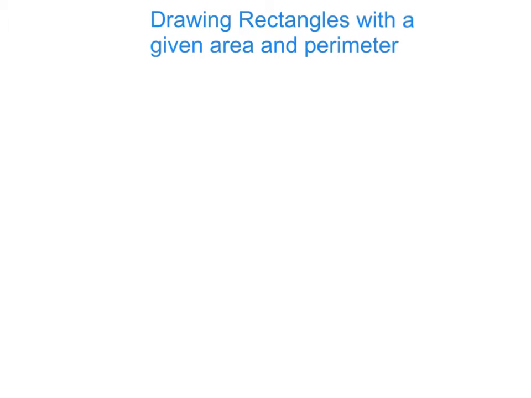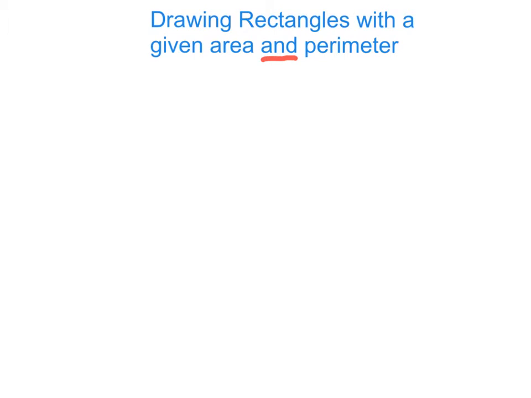This lesson is going to be all about drawing rectangles with a given area and perimeter. So if you're told the area and perimeter of a rectangle that you need to draw, how will you find out what shape it should be? Well, we're going to learn how to do this.